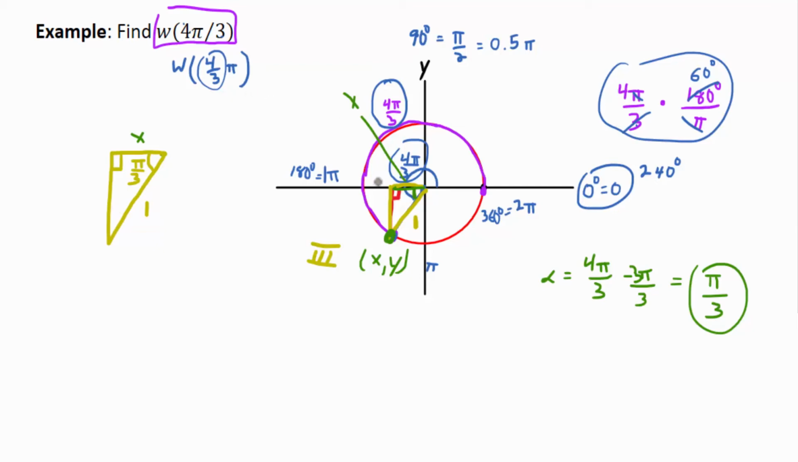Okay, and then what's this length? Oh, that's going to be, well, a directed length. It's going to be y, right? That's going to be a negative value as well.